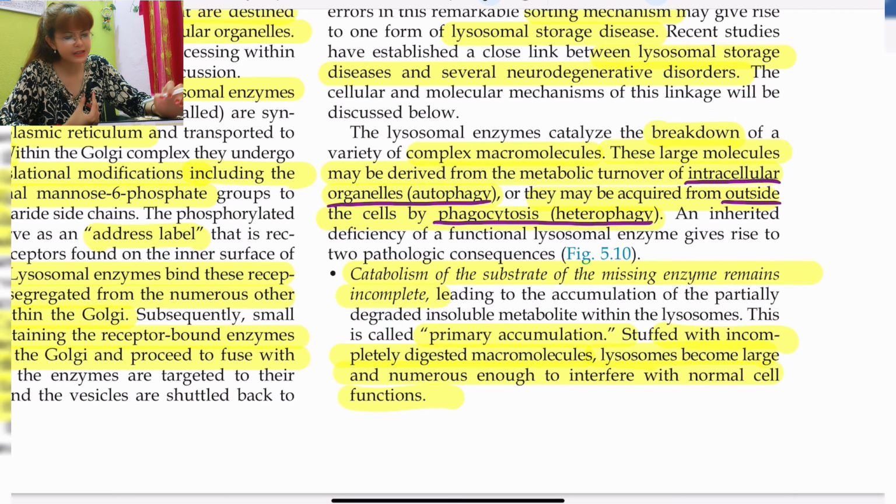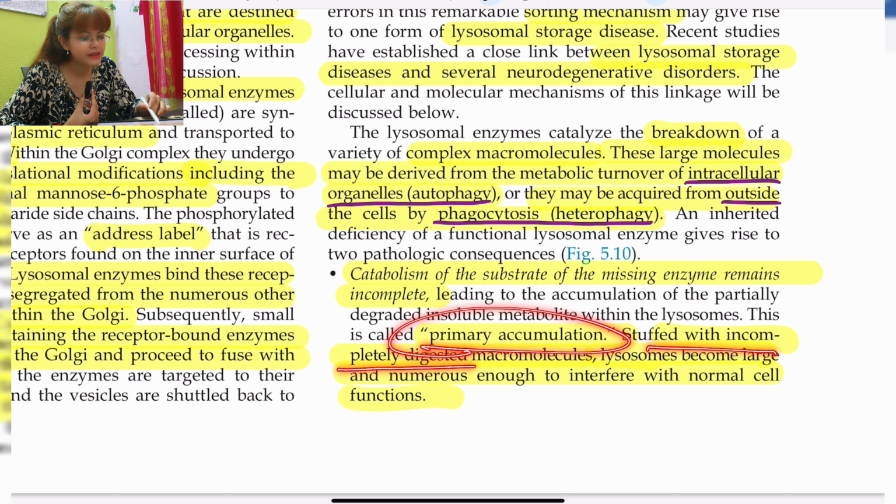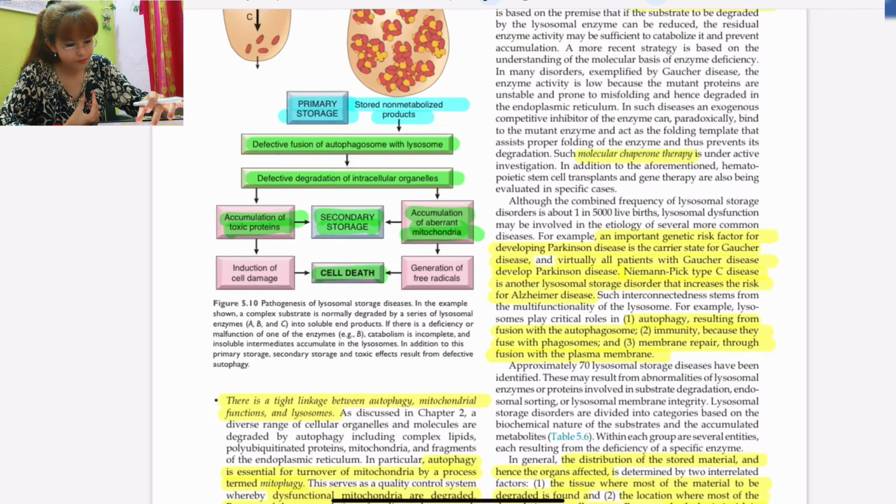How this actually takes place is that catabolism of the substrate of the missing enzyme remains incomplete. Whenever the catabolism of the substrate is incomplete, there is accumulation of it, and stuffed with the incompletely digested macromolecules, the lysosome becomes large and numerous. So basically the lysosomes are not able to break down those macromolecules, and now they are getting accumulated within the lysosomes. These lysosomes become large and numerous enough to interfere with normal cell function.